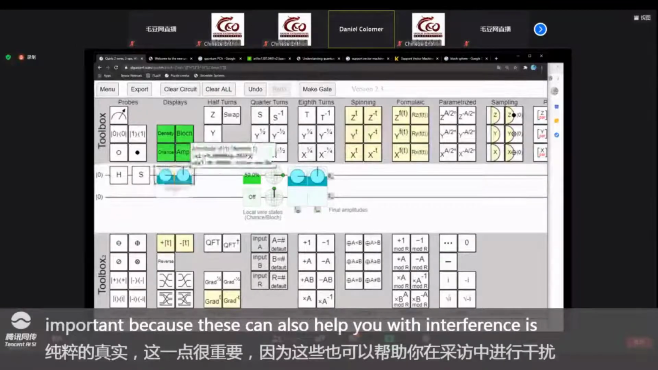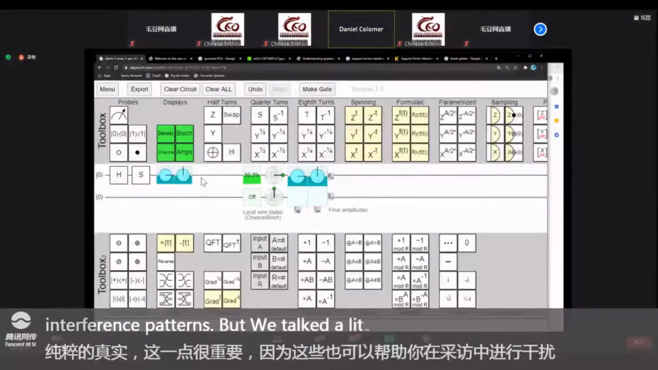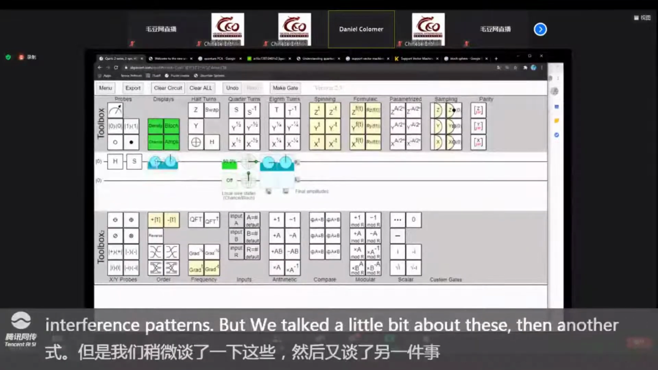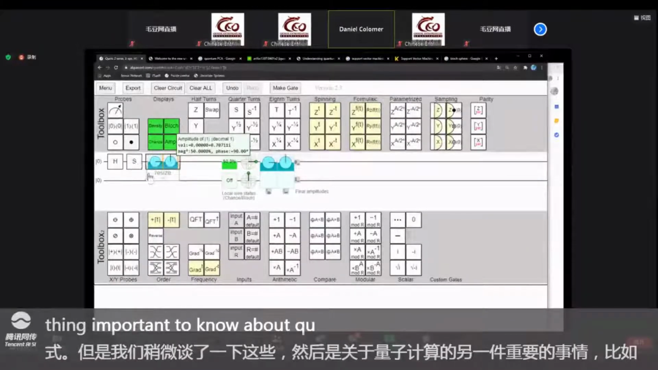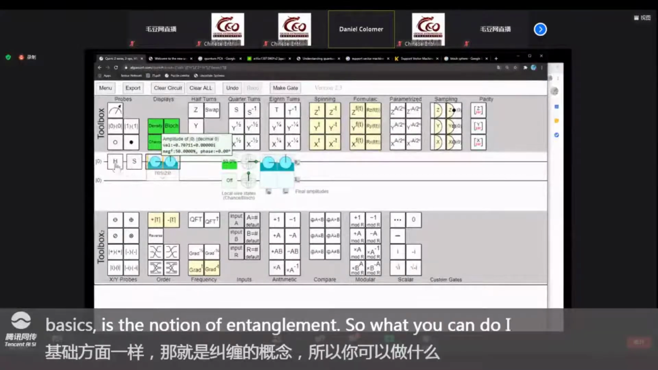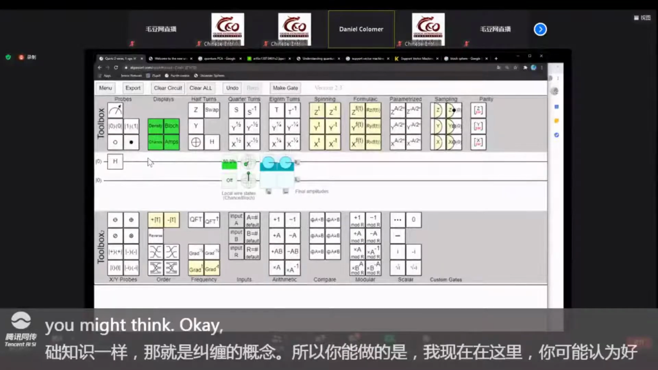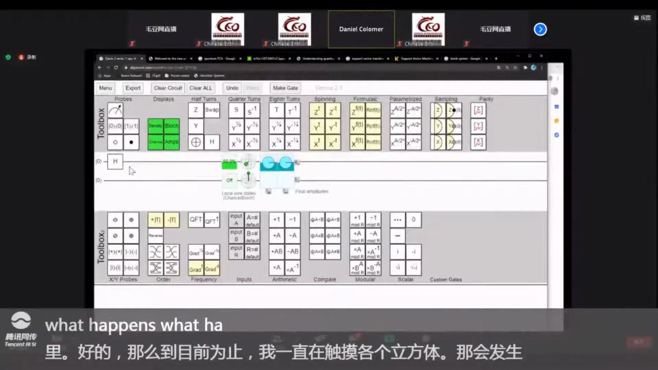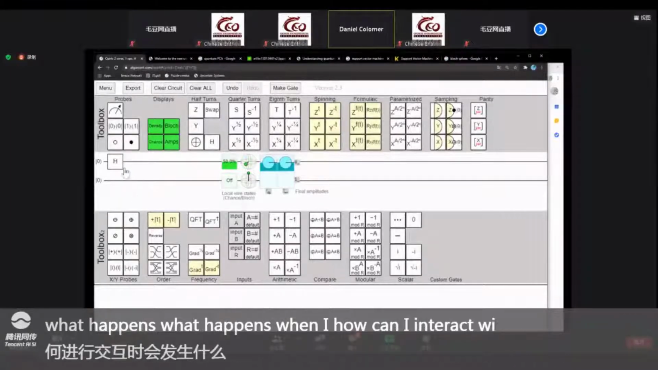But so we talked a little bit about these. Then another thing important to know about quantum computing in terms of the basics is the notion of entanglement. So what you can do here, now you might think, okay, so far I've been touching individual qubits. So what happens when, how can I interact with more than one qubit, and what's the effect, right?